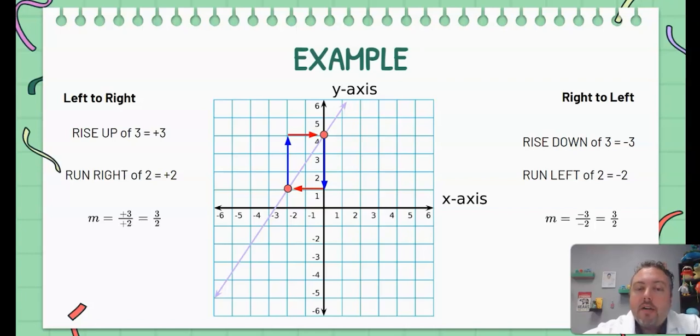So it doesn't matter whether you go from left to right or right to left, as long as you make sure you're paying attention to those directions. Up and to the right are both positive, down and to the left are both negative. And if you follow those directions and our rules for dividing positives and negatives, you should have no problem coming up with the correct slope.